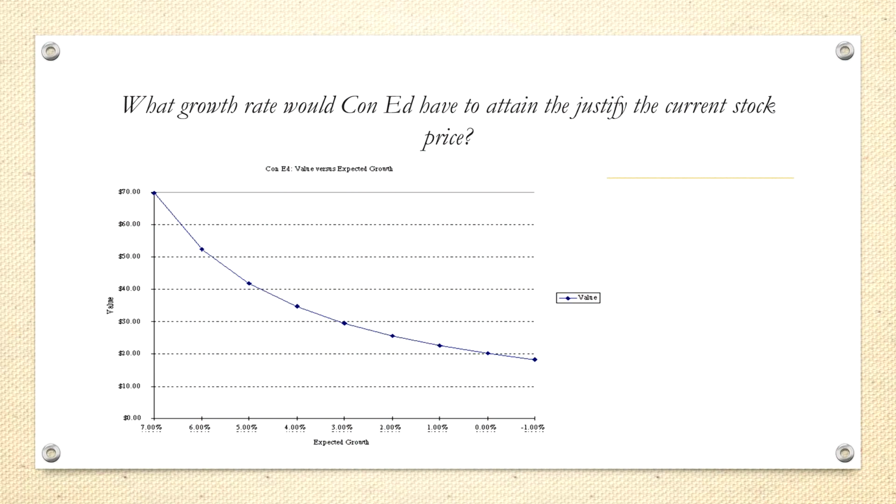And if it's 5%, then the stock price would be above $40. But at the market price of $30, the growth rate is about 3%. If the growth rate goes even lower, the stock price will go even lower. So there's an inverse relationship between stock price estimation and the growth rate. This is a very good example demonstrating how to use the constant growth model.